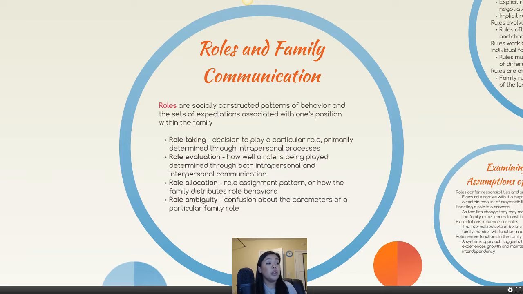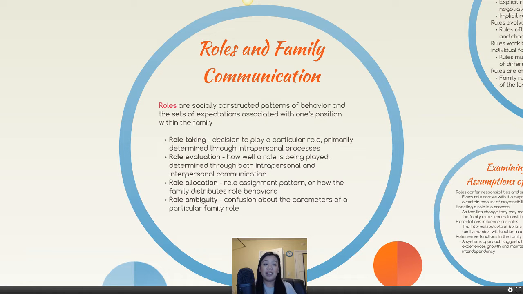The next one is role evaluation. This is when people in the family can discuss how good of a job you are doing at your role. How well is the role being played out? And sometimes we can self-examine intra-personally, like how good of a mom am I being? Or how good of a dad am I being? Am I being a good big brother? Am I really playing this role as best as I can?